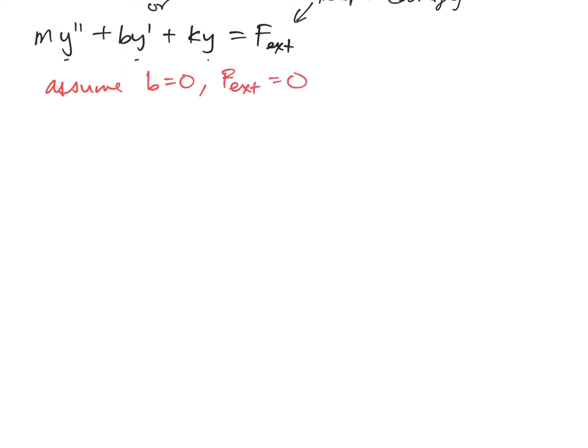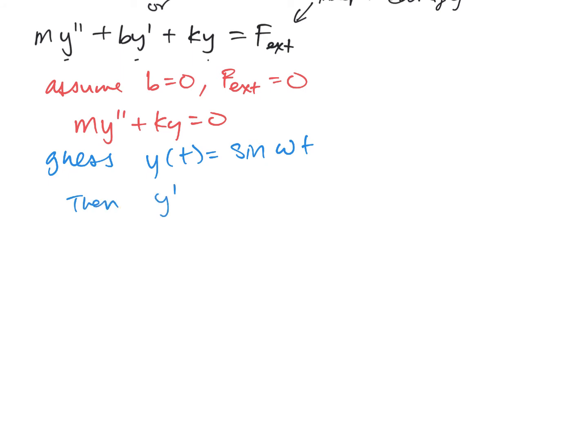Then we have our equation m y double prime plus ky equals 0. And we're going to guess a solution, y of t equals sine of omega t. Then we can calculate our derivatives. y prime is omega cosine omega t, and y double prime is negative omega squared sine of omega t.